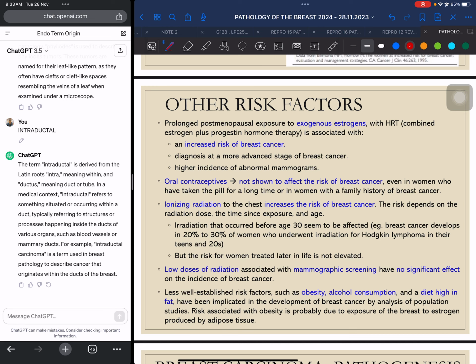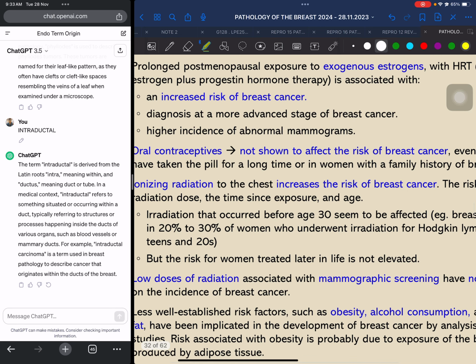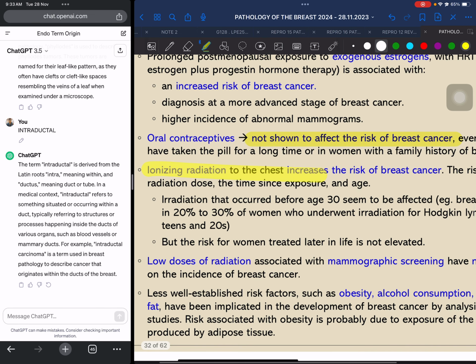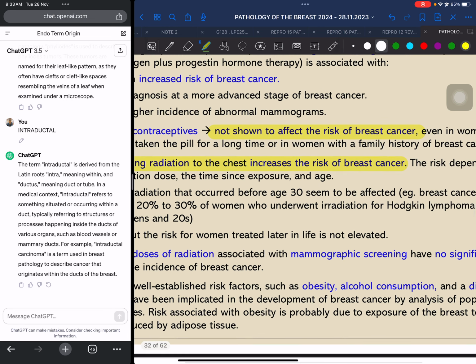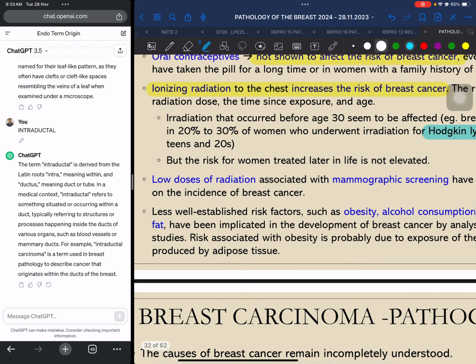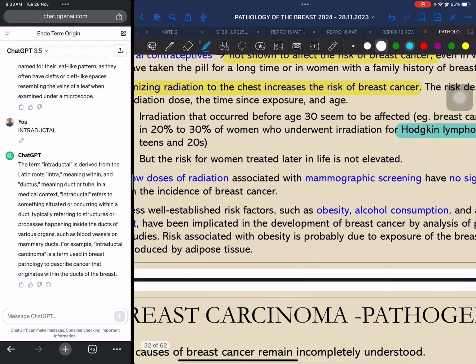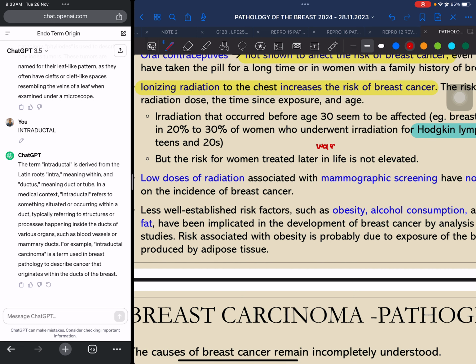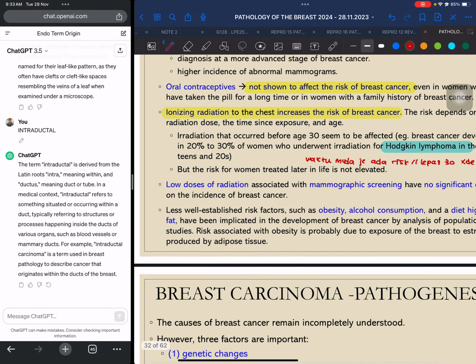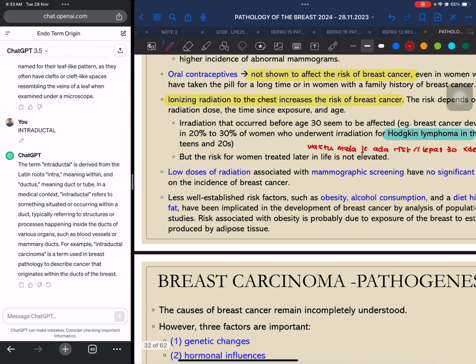Ionizing radiation, patients who are young, who have been treated with radiotherapy for diseases such as Hodgkin lymphoma, have increased risk of breast cancer. But for those women who are treated later in life with irradiation, the risks are not elevated. And for those who undergo mammographic screening and worry about the risk of radiation from the mammography, it is a very low dose radiation that is used during mammography. So there is no significant effect of mammography on the incidence of breast cancer.